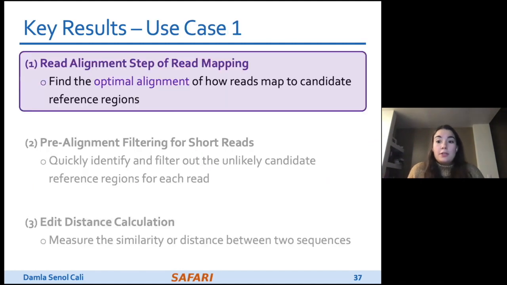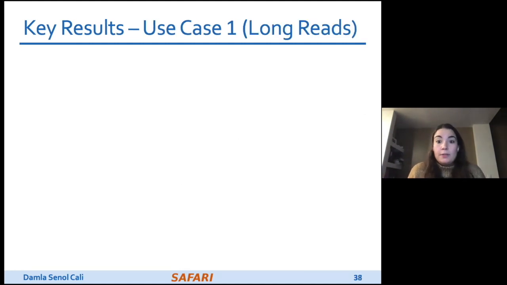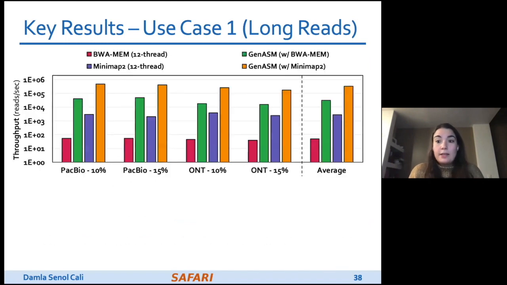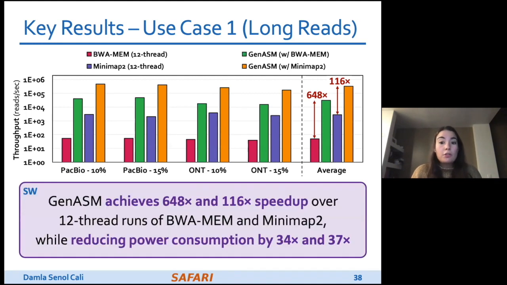So let's look at our results for the first use case, read alignment. As software baselines, as I said, we compare with BWA-MEM and Minimap2, and we find that GenASM achieves 648 times speed up over 12 thread runs of BWA-MEM and 116 times speed up over, again, 12 thread run of Minimap2, while reducing power consumption by 34 times and 37 times. This is for a software baseline comparison for long reads.